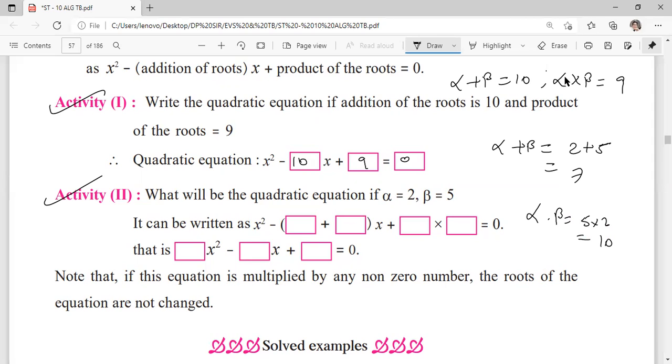That is x square, and first of all, it can be written as 2 plus 5, and here it's going to be 2 into 5. So here it's going to be 7, and here it's going to be 10. इधर एक बॉक्स एक्स्ट्रा दे दिया है, this is of no use. So x square minus 7x plus 10 is equal to 0. Let's see if there is anything else which has to be solved.